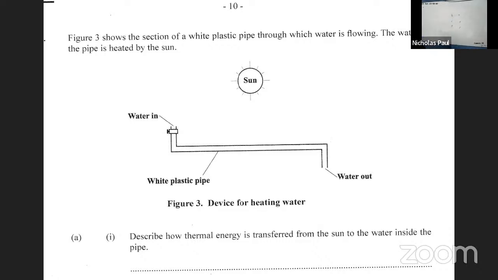Figure three shows a section of a white plastic pipe to which water is flowing. The water in the pipe is heated by the sun. Right? Describe how heat energy is transferred from the sun to the water inside the pipe.